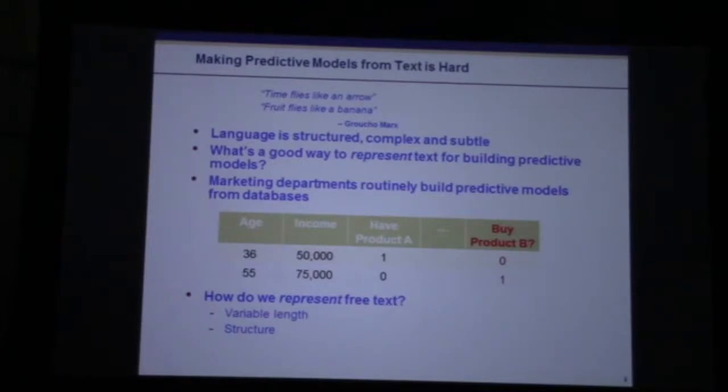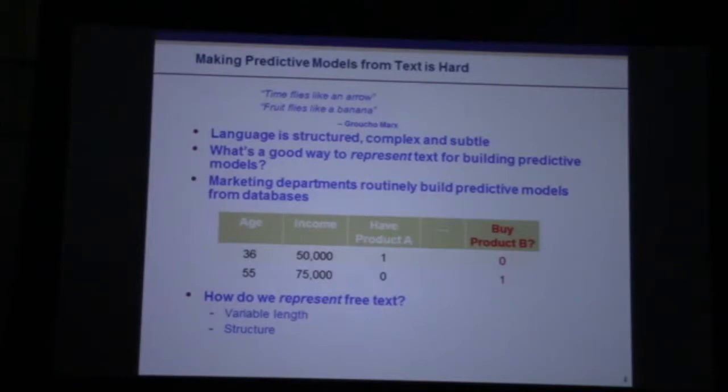So language is hard. Here's my favorite example from Groucho Marx. Time flies like an arrow, fruit flies like a banana. Okay? So these little words like "like" make a big difference with what's going on. So language is just all around nasty, but it's something that we do without thinking very easily.